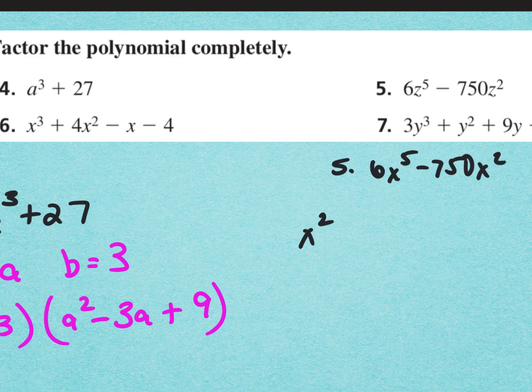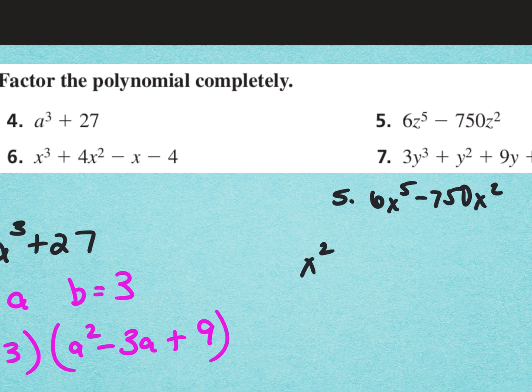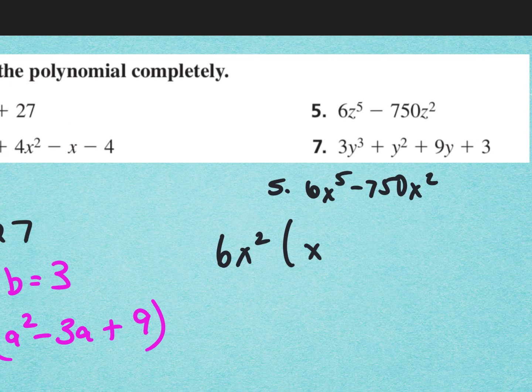Say it again? Maybe. How can we check? Okay, divide it. Come on, write it down on paper. Come on, divide. I know, so annoying. It is 125. Thank you, sir. So I can take that 6 out here, and I'm left with x cubed minus 125.